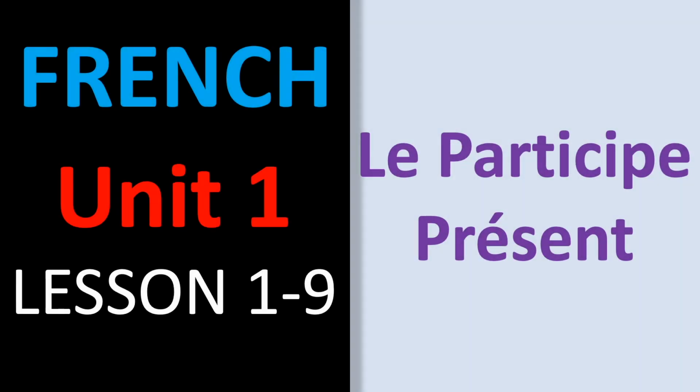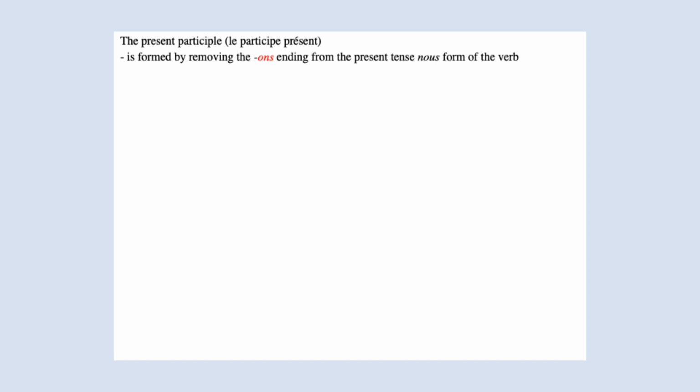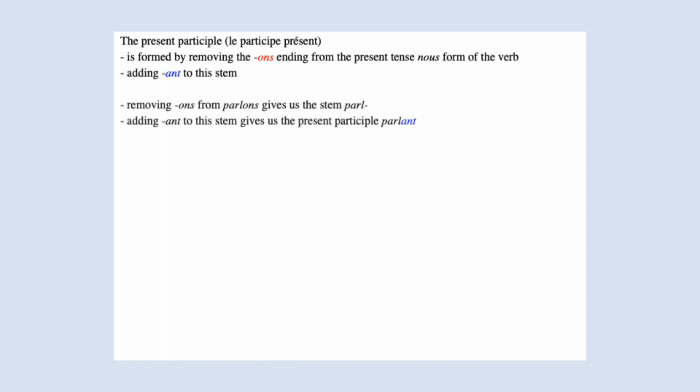This lesson will very quickly cover French present participles. The present participle for French verbs is formed by removing the -ons ending from their nous present tense form, and then we add -ant to this stem. So for the verb parler, we remove -ons to give us the stem parl-, and to this we add -ant, giving us the present participle parlant.